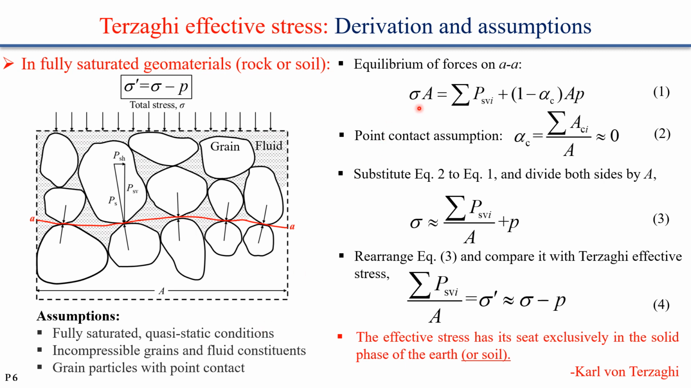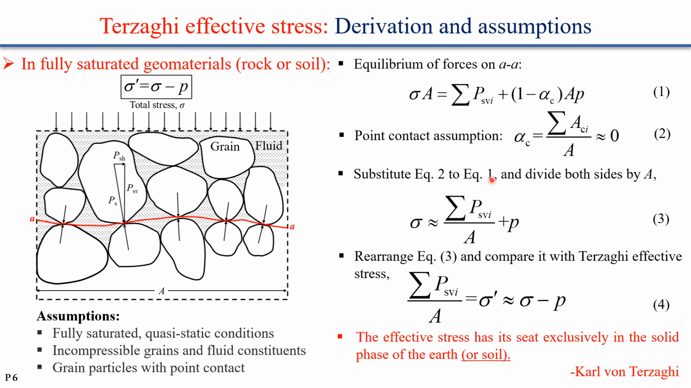This equilibrium is shown in equation 1, that is the total force is equal to total stress times total area, which is equal to the sum of vertical contact force and the force provided by the pore pressure, that is the pore pressure times the area on which the pore pressure is occurring. This area could be calculated from the total area and the contact ratio alpha sub c. Because of the point contact assumption, alpha sub c is almost 0.